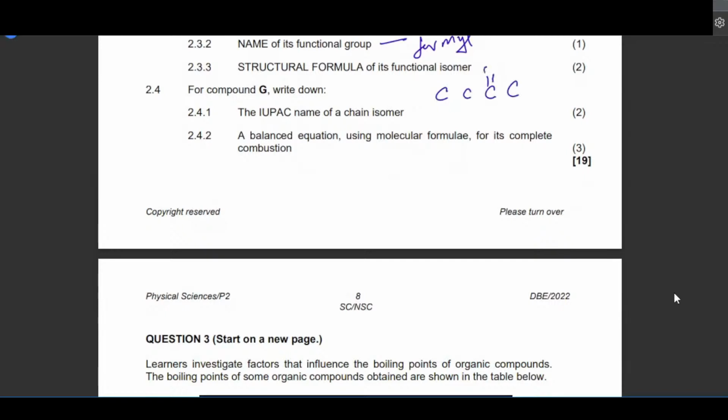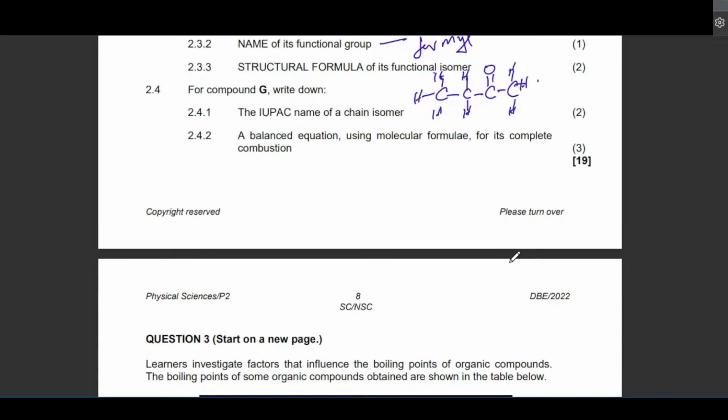So I put that there, and then I put the hydrogens. 1, 2, 3, 4. I have to count and see if all of them are 4. Yes, this one is correct. This is correct. This is correct. Yes. So that's the structural formula for that functional isomer.